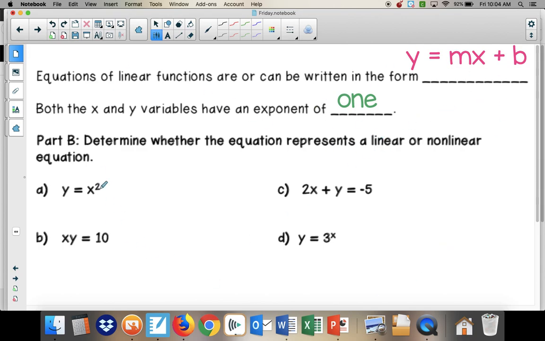So knowing that piece of it, looking at part B, determine if it is a linear or nonlinear equation. Well, letter A has that exponent of 2, so it is nonlinear. Letter D has the exponent of x itself, not linear. B and C, look how there is no exponents here. They are exponents of 1, linear. And B, same thing, also linear. Actually, B is not, but we're not going to get into that. So technically, it is not linear.